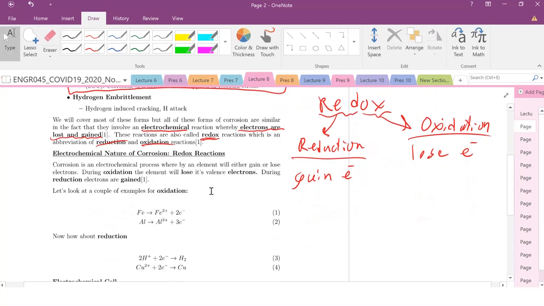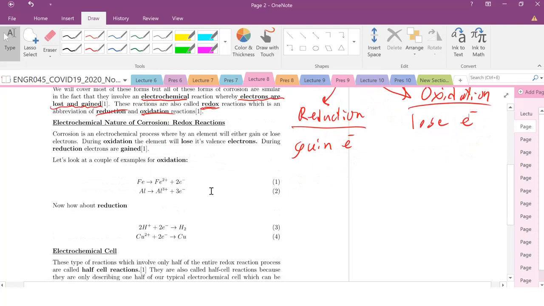So let's scroll down a little bit here. And again, it's just restating what we've said here. In oxidation, the element loses its valence electrons. In reduction, the material gains the electrons. So, a couple of examples of oxidation and reduction.